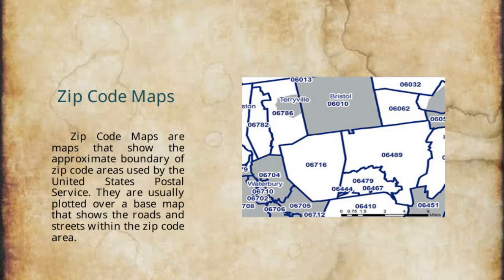Let's take a moment to look at what zip code maps are. Essentially, these maps show the approximate boundaries of zip code areas, which are used by the United States Postal Service to organize mail delivery. They give us a visual sense of how zip codes are distributed geographically across regions.